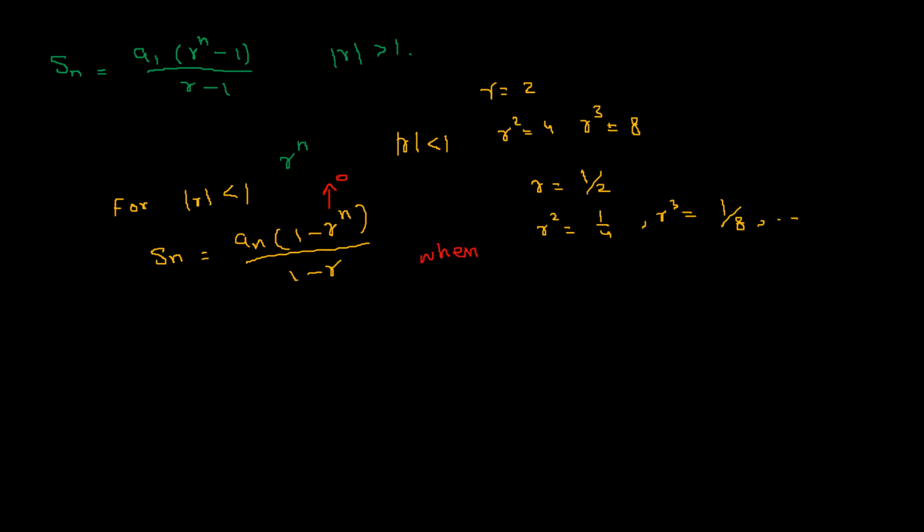Okay, so from here we can see that S infinity is actually a1 over 1 minus r, provided, and this is important, that r mod is less than 1. If r mod is not less than 1, then we can't find the sum of the series of infinite terms. So by keeping in mind these formulas, we will solve a few of the problems related to it.